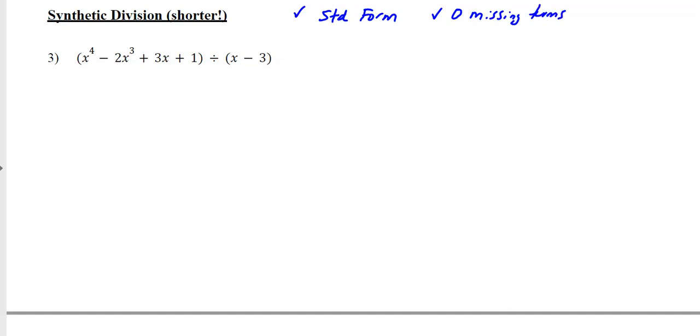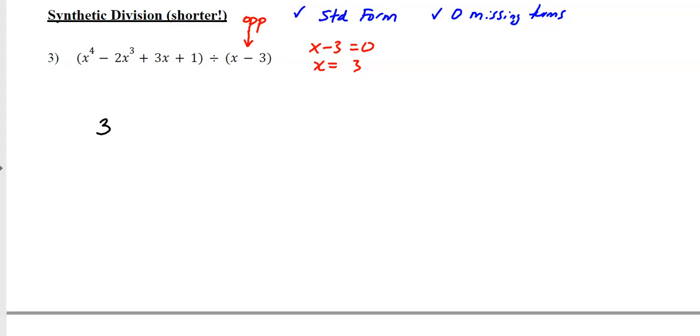Here's where it changes a little bit. Similar to zeros and factoring, you want to figure out when this expression is going to equal 0. So when does x minus 3 equal 0? Well, it's when x equals, excuse me, positive 3. That's going to be the number that I use for my divisor on this one. So you can think of it as being the opposite. You're going to use the opposite of what's in parentheses there. And here's how you set it up.